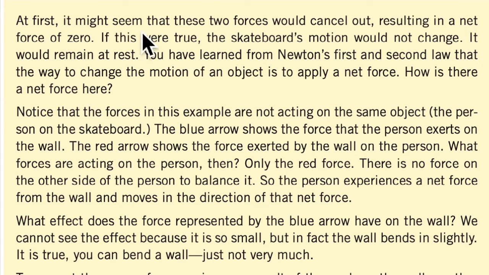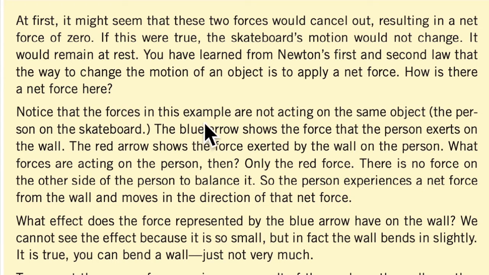At first, it might seem that these two forces would cancel out, resulting in a net force of 0. If this were true, the skateboard's motion would not change. It would remain at rest. You have learned from Newton's first and second law that the way to change the motion of an object is to apply a net force. How is there a net force here?